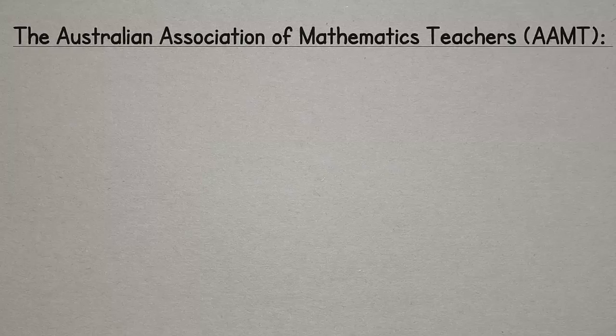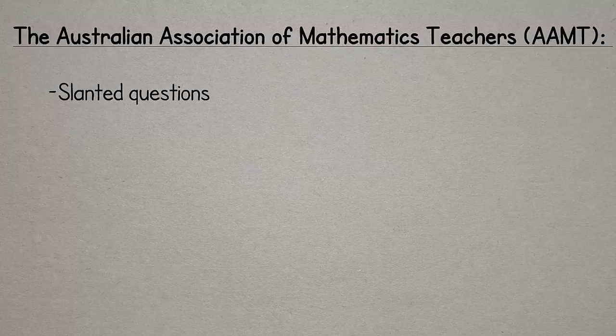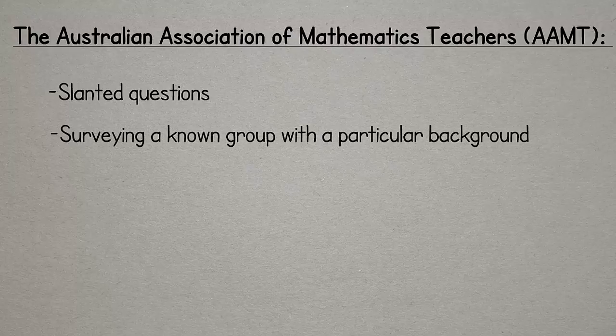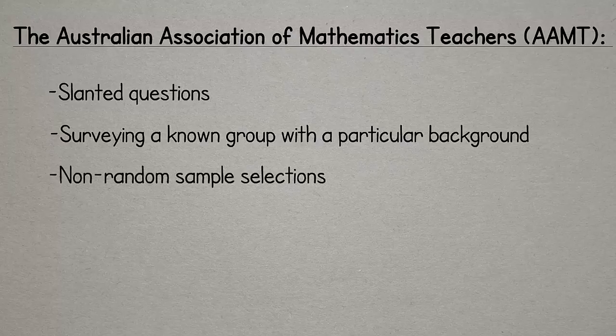The Australian Association of Mathematics Teachers, AAMT, has identified several ways researchers can introduce bias into their data, including using survey questions that are constructed with a particular slant, choosing a known group with a particular background to respond to surveys, making non-random selections when sampling, and committing systematic measurement errors.